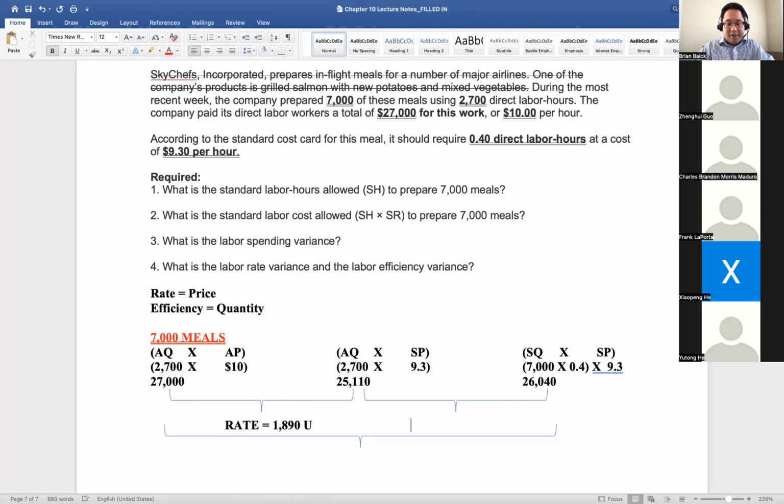Okay, and then this is called the quantity variance, or if you want, you call it efficiency variance. Same thing, right? Quantity, efficiency, same difference. So to get this number, you take 25,110 minus 26,040. This is a negative number this time. Don't put a negative sign. It's negative 930. So 930 F.